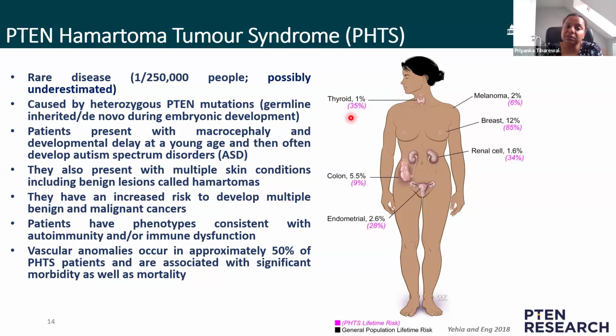We have more and more evidence that PHTS patients can have immune dysfunctions. I've spoken to some of you about your child with PTEN having recurrent chest infections, or some PHTS patients not mounting a response when they're given a vaccine, so they don't produce antibodies. We now know that that is associated with PHTS. And vascular anomalies or vascular malformations also occur in about 50% of PHTS patients. So that is also something that we now say is one of the known manifestations of PHTS.